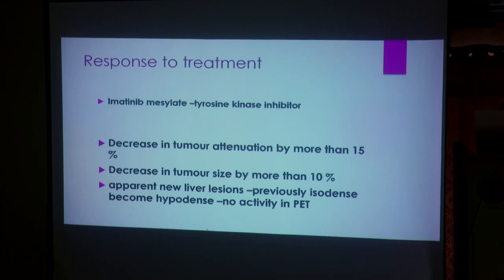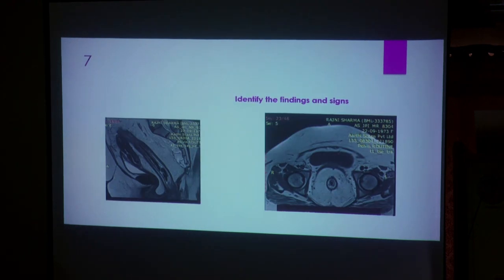This one is easier to follow. These are the criteria to tell this is a response to treatment: tumor attenuation decreases by more than 15%, or the tumor size decreases by 10%, or newer lesions. The liver may be showing newer lesions in a CT, previously isodense, now they may appear in ultrasound, they may appear cystic, which we should not interpret as a metastasis. That's a good response to the treatment. So moving on to the next case.